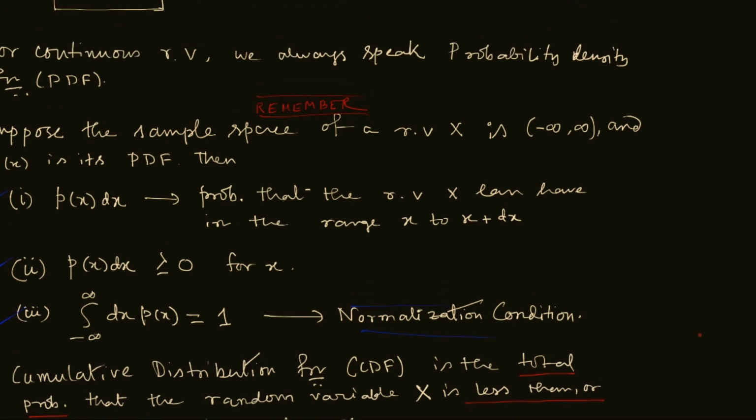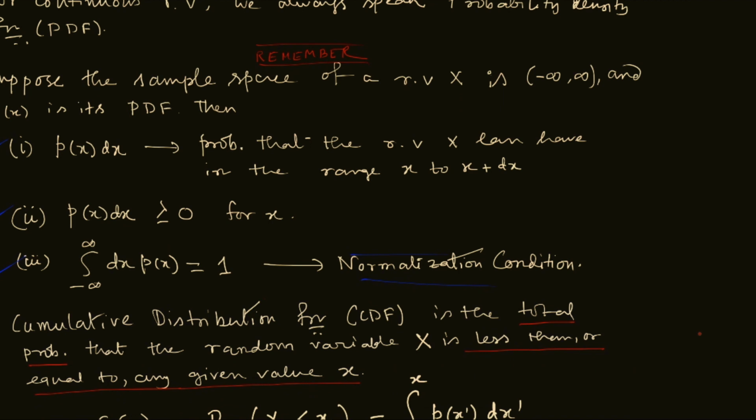Suppose we have a continuous random variable. Random variable means its value always depends on chance. That means for a continuous case we always speak of probability, and we always speak of the probability density function (PDF). Suppose the sample space of a random variable x is from -infinity to +infinity, and p(x) is its probability density function.